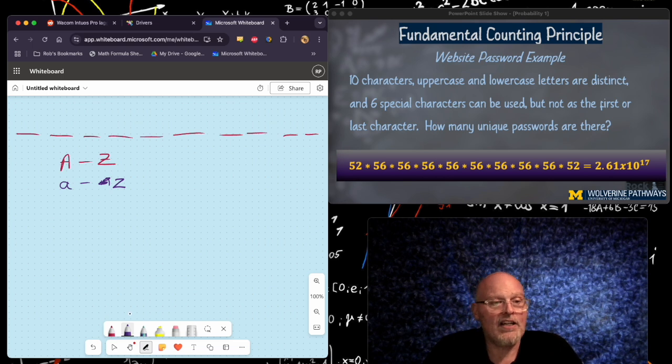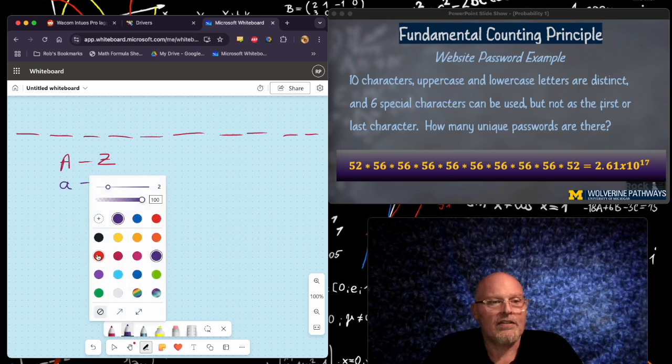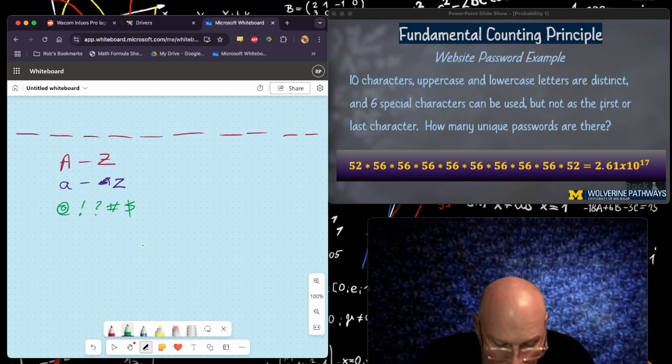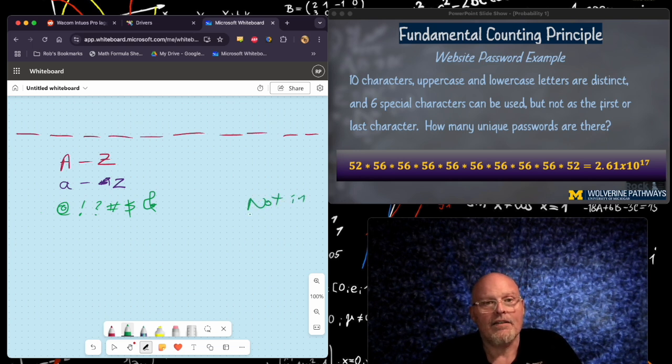And we can use 6 special characters: the @, exclamation point, question mark, hashtag, $, and what else can we do? Oh, the ampersand. I can never draw an ampersand. So those 6 characters, but not in the first or last spot.